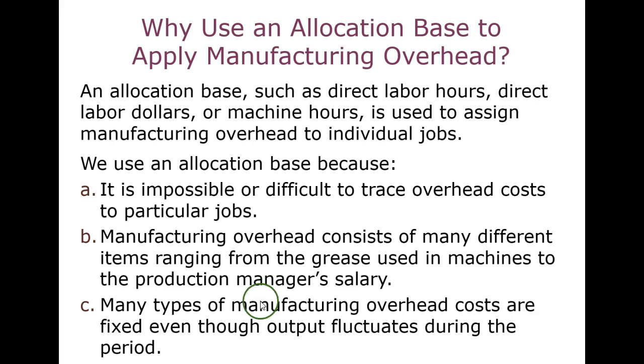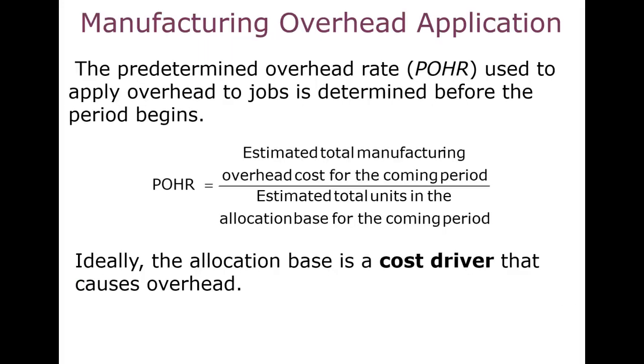Part C, many different types of manufacturing overhead costs are fixed even though output fluctuates during the period. So in overhead, we're going to have some fixed cost, most of it might be fixed, and we will have some variable cost. We need to find out a predetermined overhead rate. That's the POHR, and we're going to use that to apply overhead to the various jobs.